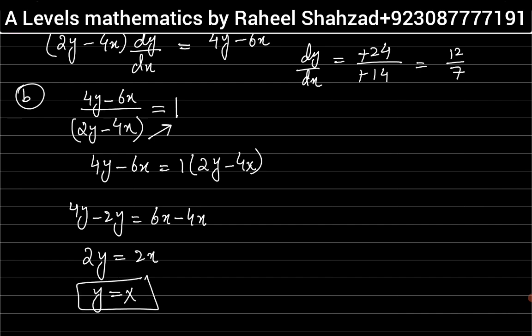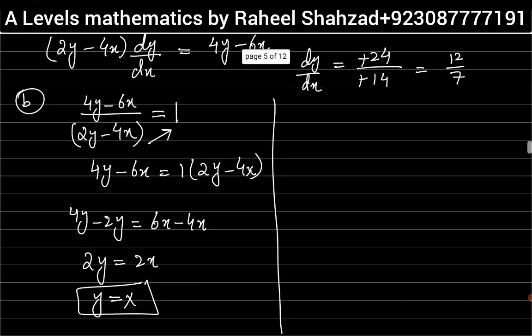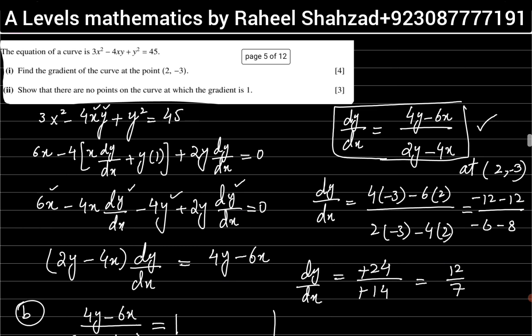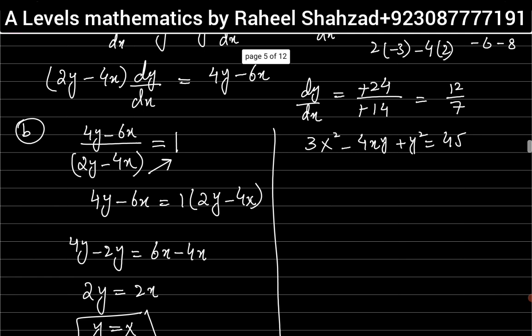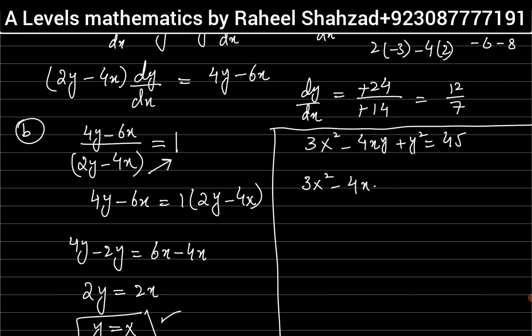Now we go back to the original equation and substitute y equals x in it. The original equation is 3x squared minus 4xy plus y squared is equal to 45. Now we need to substitute this value in it. So you substitute y equals x. So 3x squared minus 4x times x plus x squared is equal to 45.